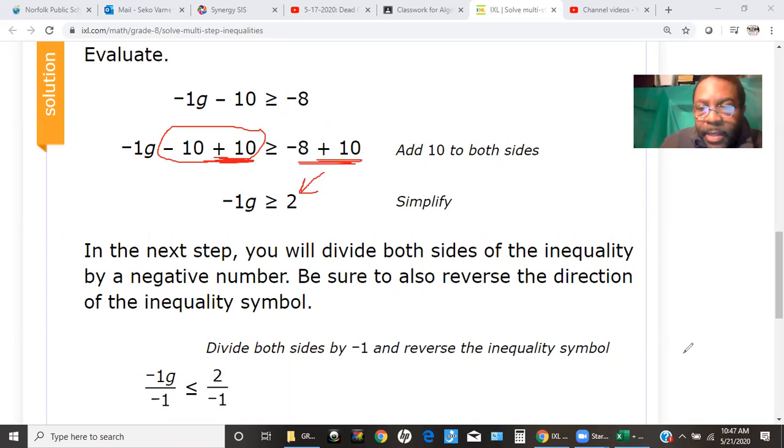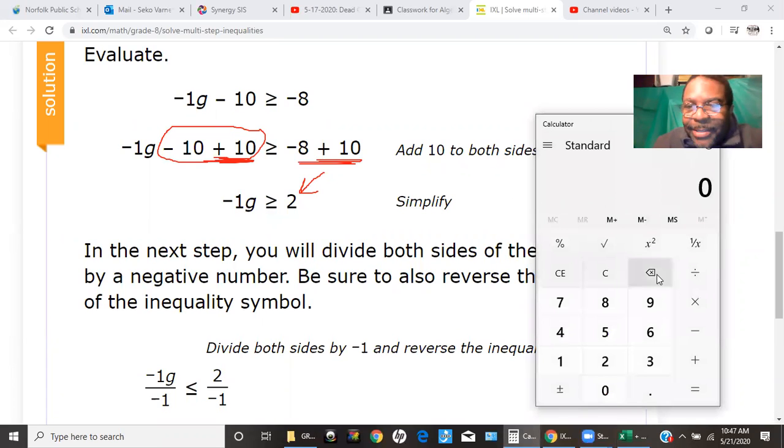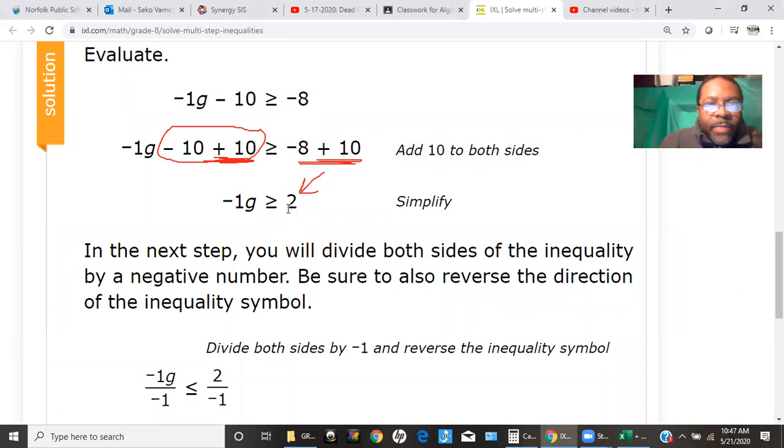In your calculator, if you have a handy dandy calculator, I'll bring one up just for handy dandiness. All right, so we have 8. I'm going to make that a negative 8. And we're going to add 10. It's going to give us 2. Beautiful. Okay, so that's correct.